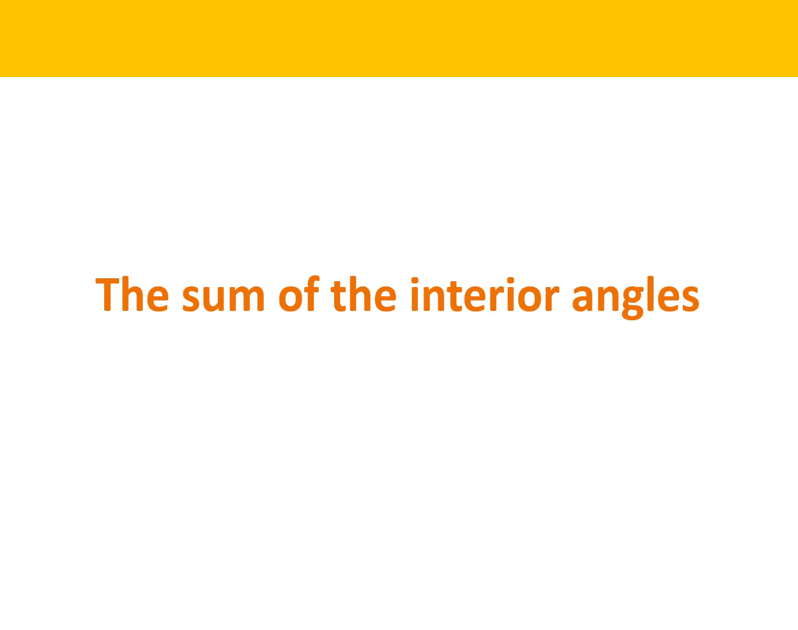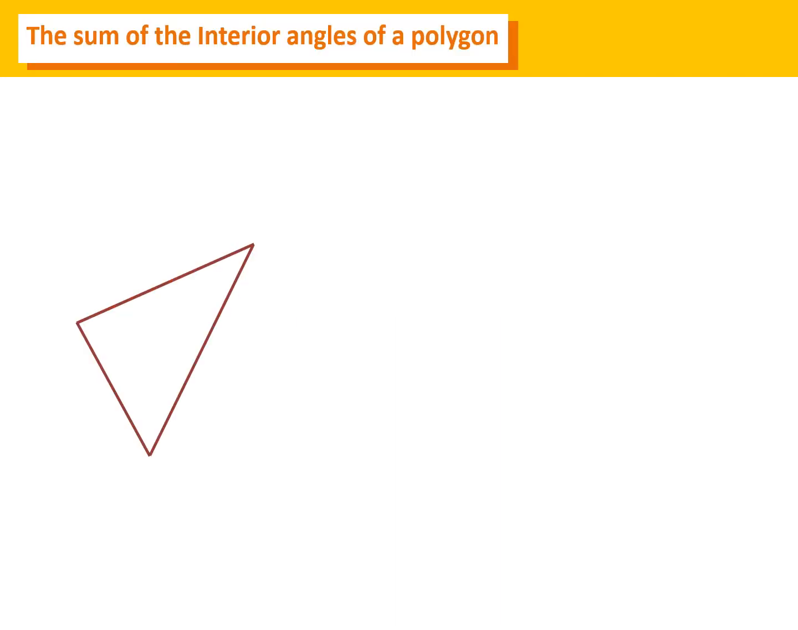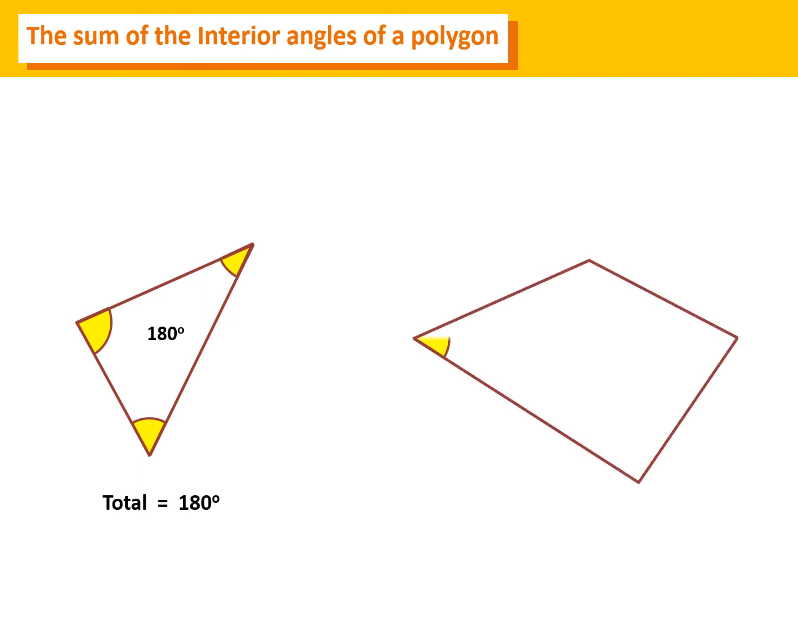The next part of the lesson is looking at the sum of the interior angles, where sum means the total of them. We are familiar, probably, that the angles in a triangle add up to 180 degrees. If we have a quadrilateral, we can split the quadrilateral into two triangles. And when we do that, each triangle, the angles will add up to 180 degrees.